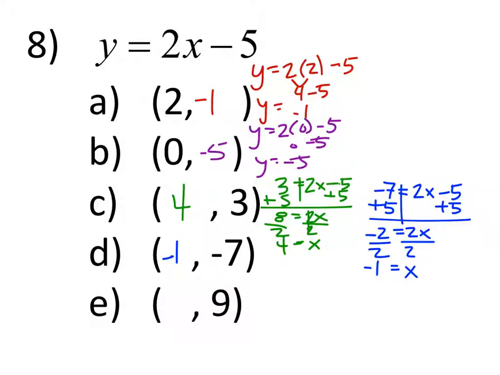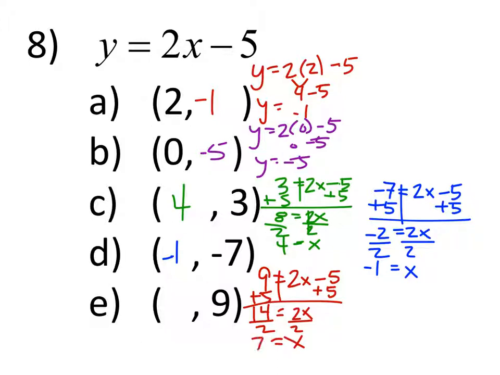And then finally, y is 9. So 9 equals 2x minus 5. Add 5 to both sides. And we got 2x equals 14. So dividing by 2, x is 7. And there's all our ordered pairs for that one.